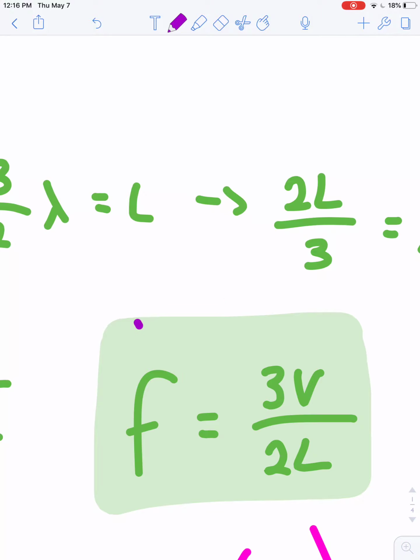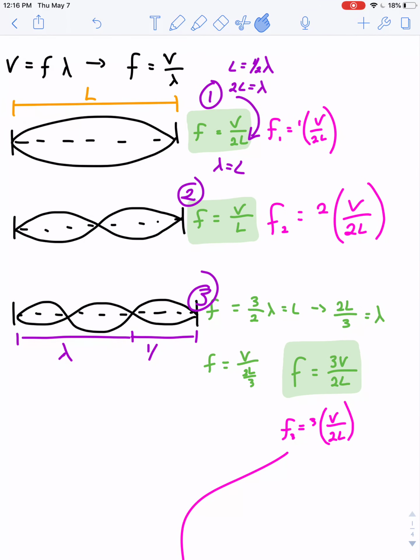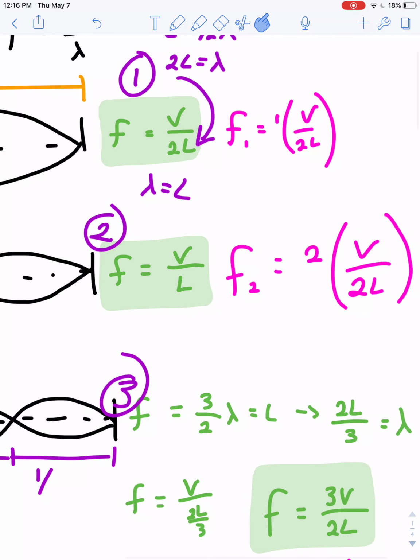Now, going back here, that's how we came to the equations all in green, the highlighted green equations. The first one is V divided by 2L. The second one is V divided by L. The third one is 3 times velocity divided by 2 times the length.